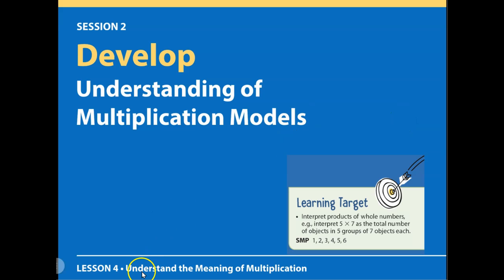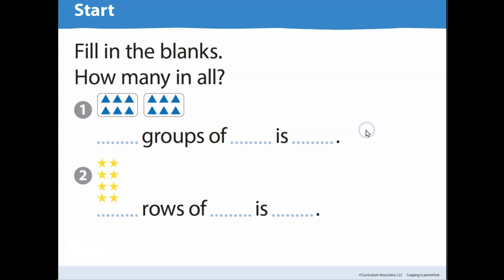All right, we're continuing our lesson 4 of understanding the meaning of multiplication, and we're on session 2. Just look at this. It says fill in the blanks. Number 1, how many groups do you see? Two. Yeah, I see 2 groups.